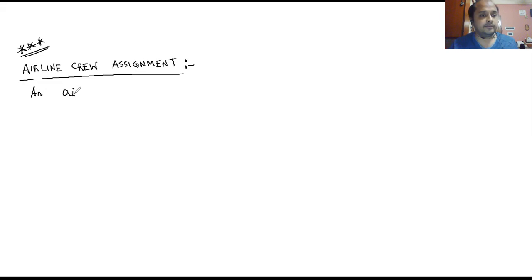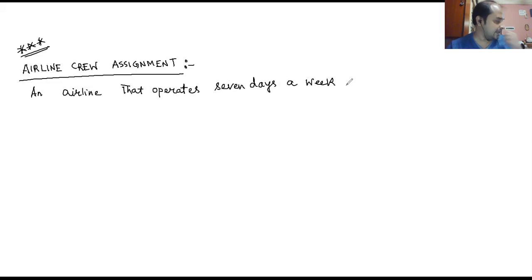An airline that operates 7 days a week has a timetable shown below.